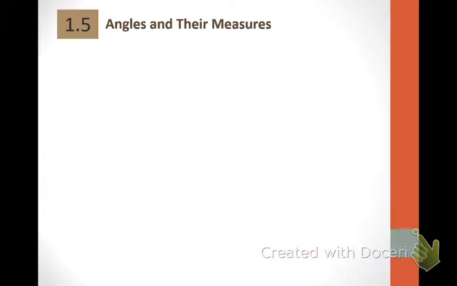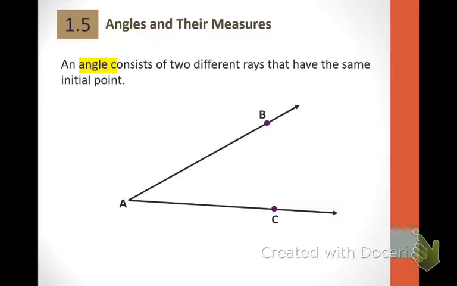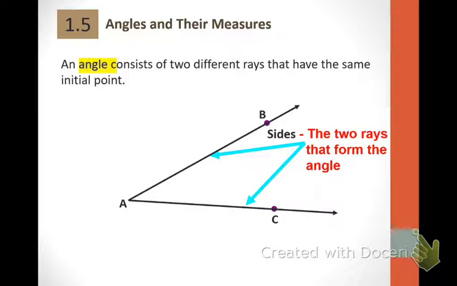So the first one is an angle. An angle consists of 2 different rays that have the same initial point. So if that's the case, what are the sides of an angle made up of? It says it. They're rays. So 2 different rays make this particular angle.